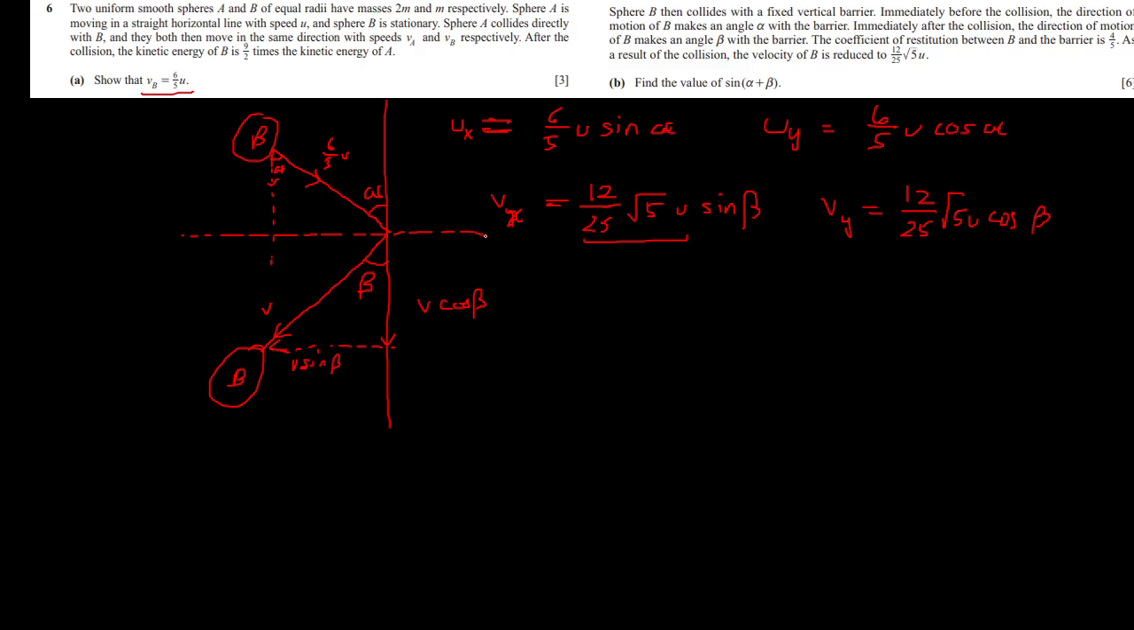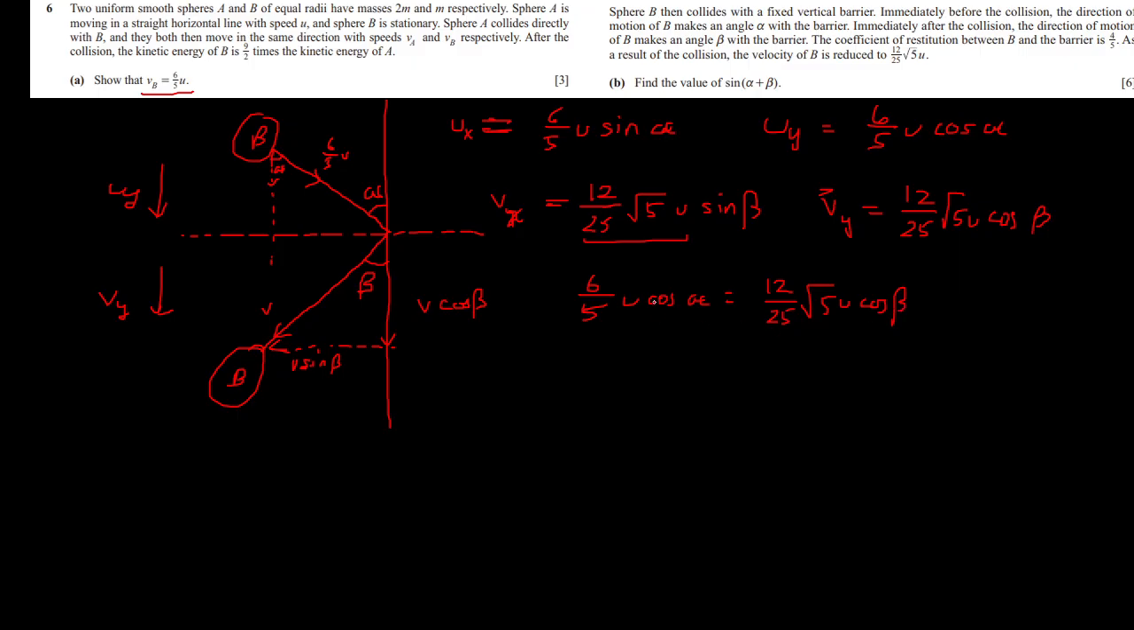So what's the first thing I said? Any velocities that are parallel to the wall are going to be the same. Now you can see that uy acts this way, vy would be this way. So with that being said, it's smooth calculations from now on. vy equals uy, so that means 6 by 5 u cos alpha equals 12 by 25 root 5 u cos beta.